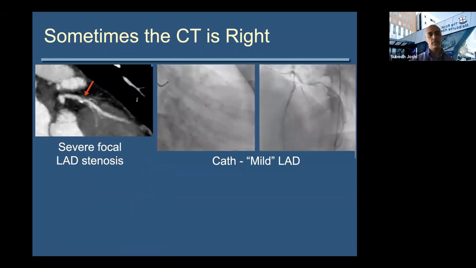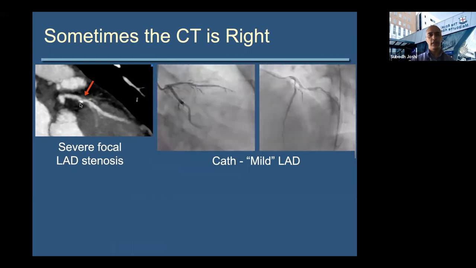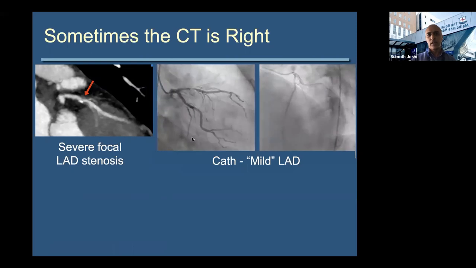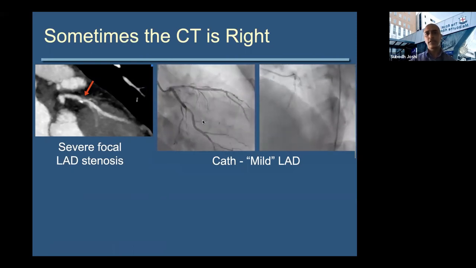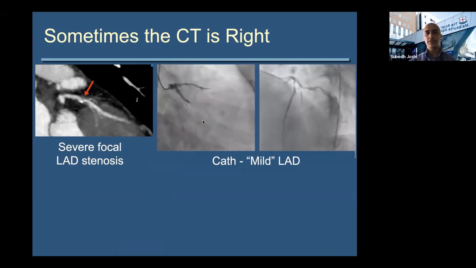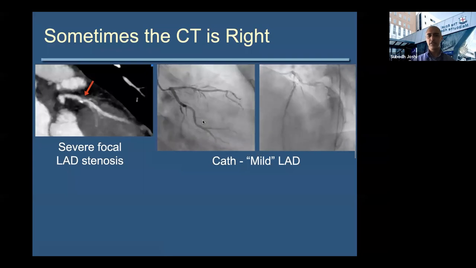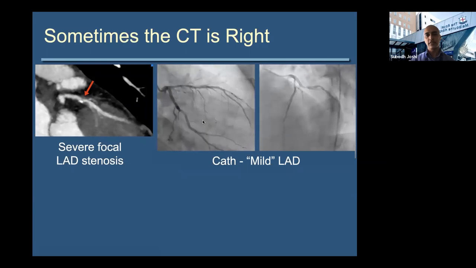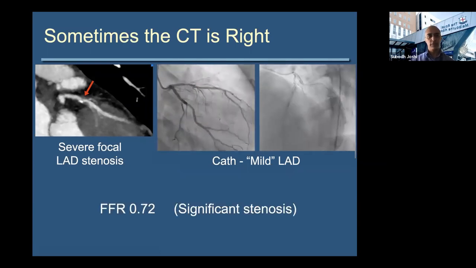Just sometimes, however, the CT is right. So here's a patient with what we were quite convinced was a severe focal LAD stenosis. This is many years ago now. And these are his initial shots at coronary angiography. And the person doing the cath actually called me while the patient was still on the table and said, you know, it just looks mild. And I said, no, I'm sure, do something else, an IVUS or an FFR or something. Sure enough, the FFR was 0.72.